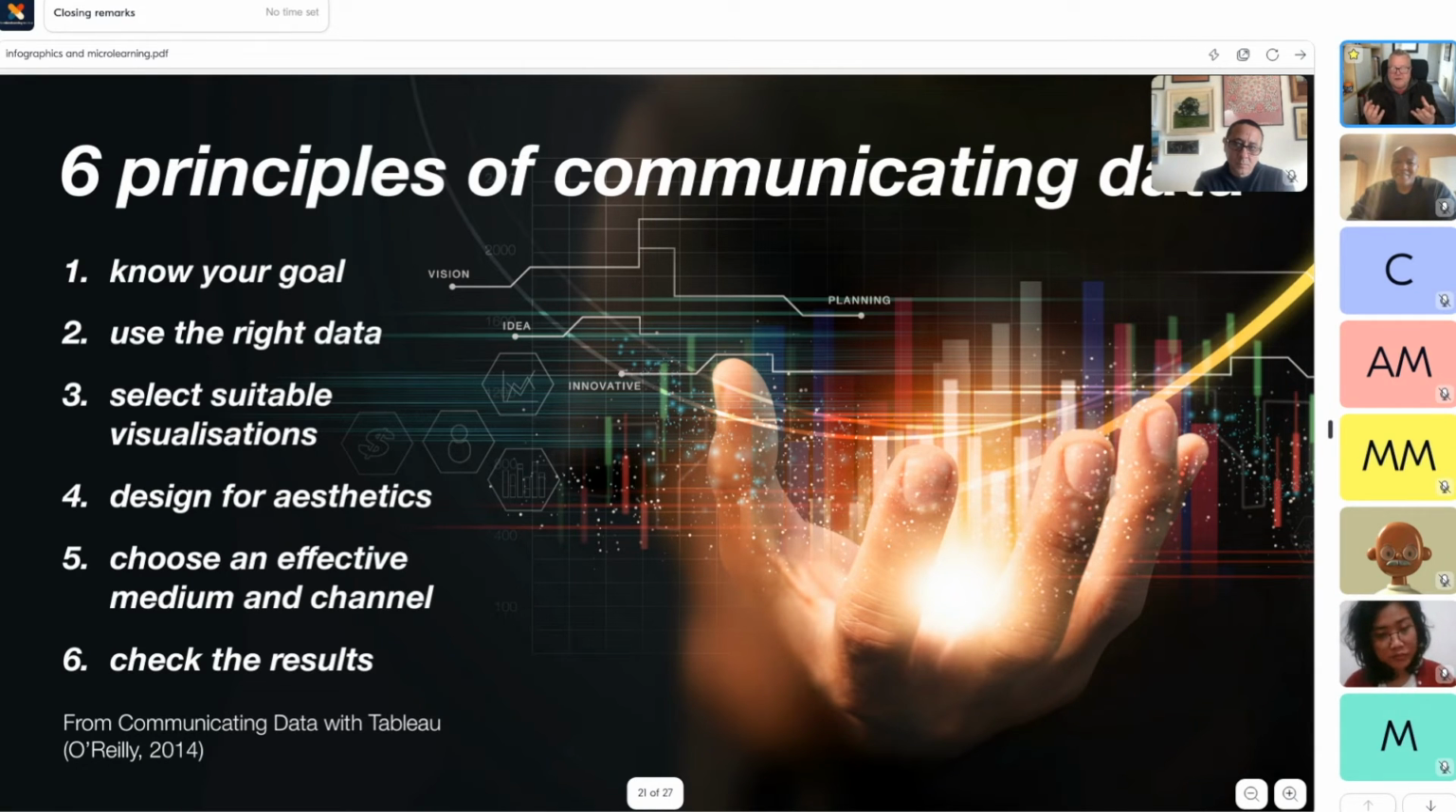Now, I realize we've been looking at a page or me prattling on and there's been no examples. So what I want to do is give you just a couple more slides that will help you on your journey with thinking about how you might use infographics in microlearning.